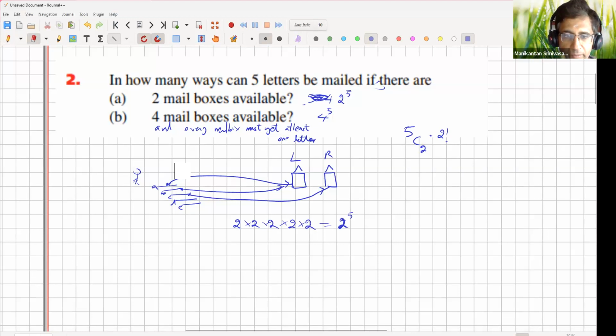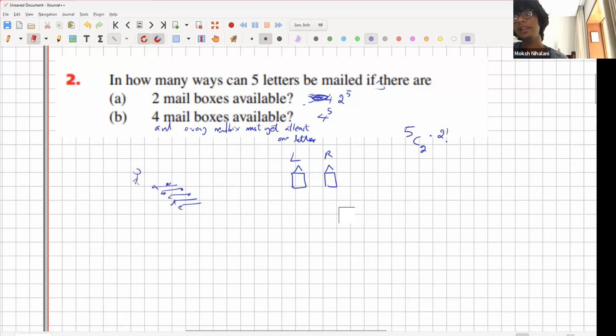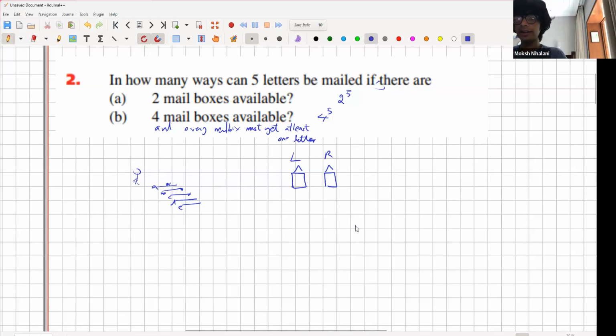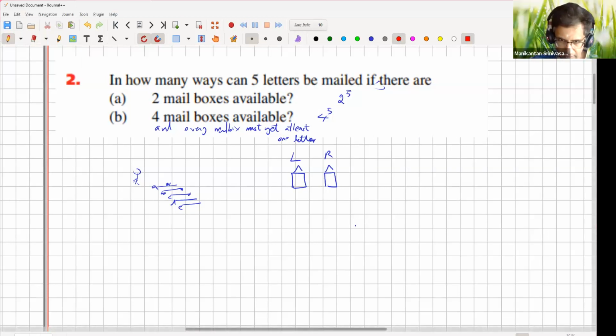Okay, Moksha, you have anything for me? Actually, not sure about this, but I think I've got the answer. Okay, go ahead, please. What I did is I put one letter in each mailbox and then decided where to allocate the other, fifth one. So first I do 5C4 to see which of the letters would go in. Sorry, I'm not very clear.